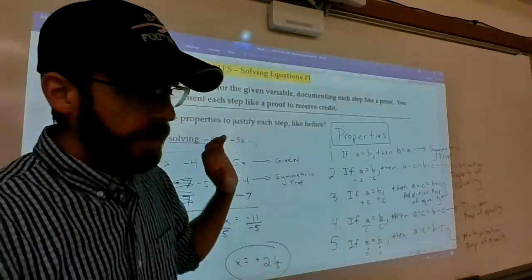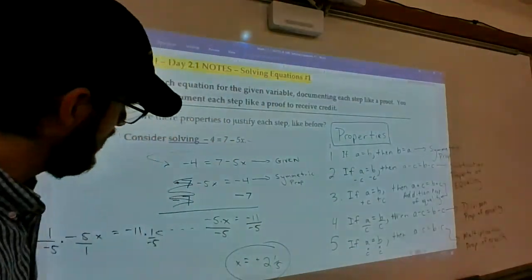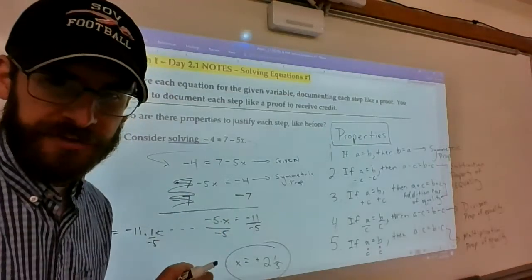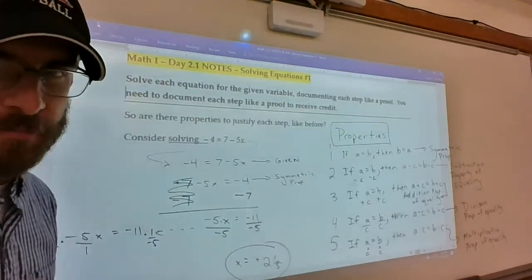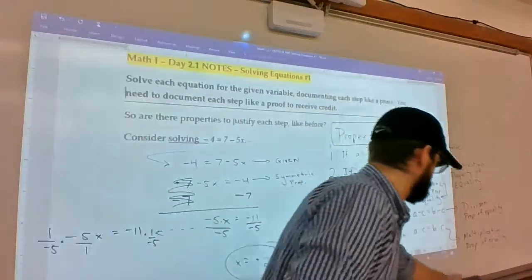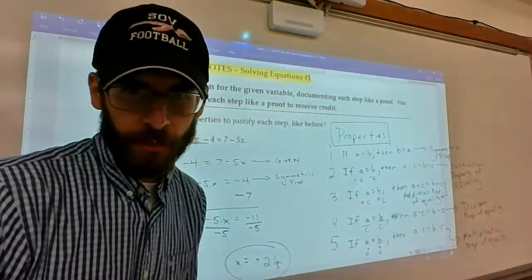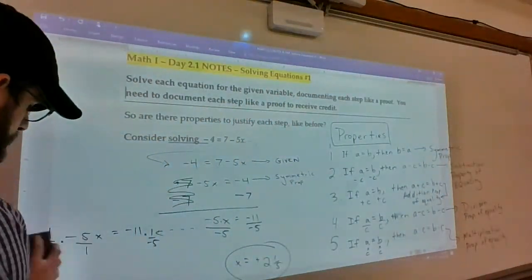So, quick recap. I'm going to start over on this proof and just show you what it would look like with those 5 properties. And then I'll make a new video where we go through the examples on the notes.